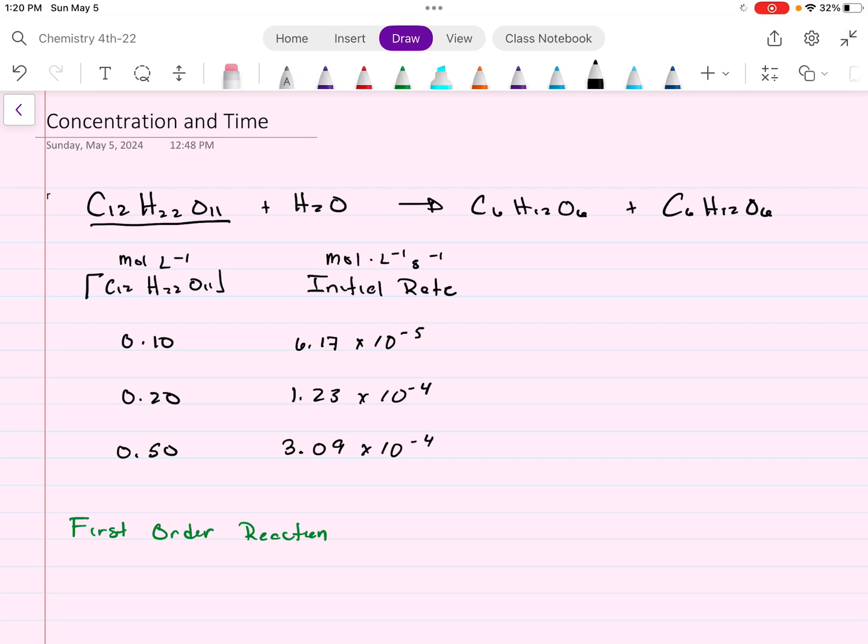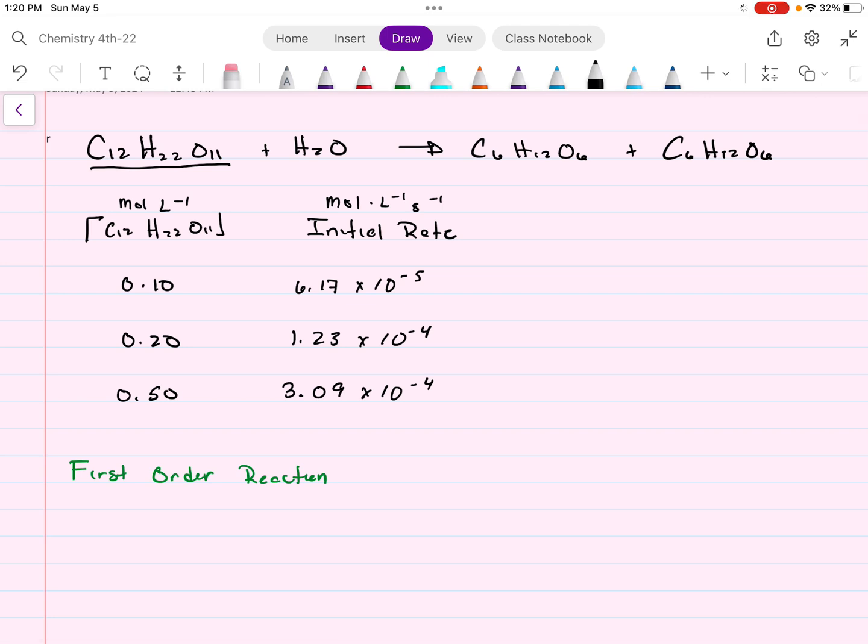Okay, so we just discussed how to determine the order of the reaction for specific reactants, right? So we're going to do one more to carry us in, because now we're going to introduce time, and see how that works. So here we have a reaction of sucrose reacting with water to produce fructose and glucose.